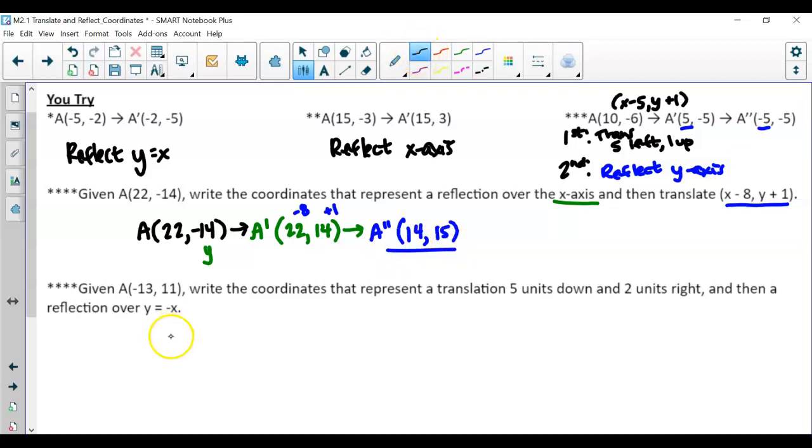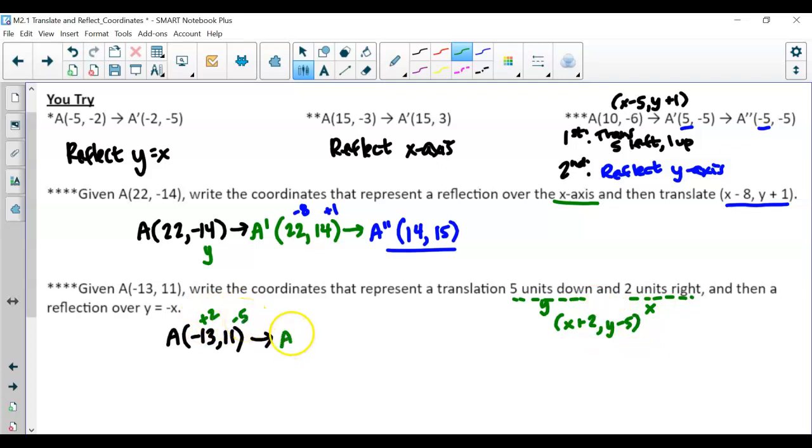Then last here, we're starting at A, negative 13, 11. We are now going to first translate 5 units down, 2 units right. Now, you should have noticed, down means this is your Y. Right means this is your X. So this is X plus 2 because we're going to the right, Y minus 5 because we're going down. So you had to add 2 to your X and subtract 5 from the Y, making A prime negative 11, 6.